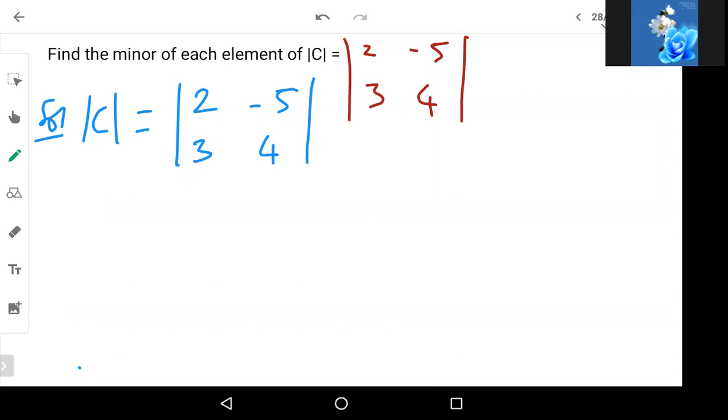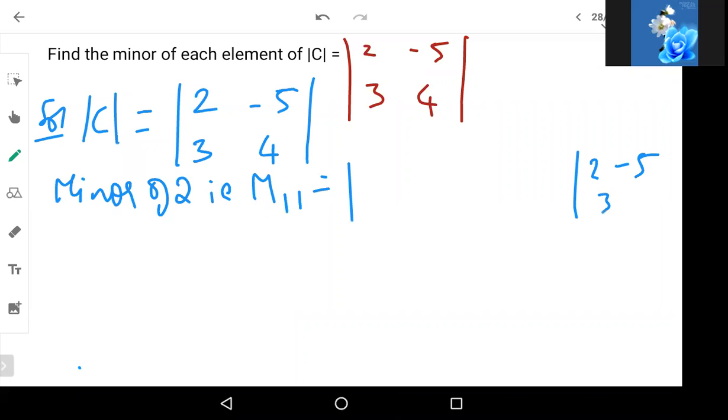So minor of 2, that is M first row first column, is equal to, now if you see 2, minus 5, 3 and 4, I want to find the minor of 2. So I take away the first row and first column. So what is remaining? 4, correct. So determinant of 4 is the minor for the first value.